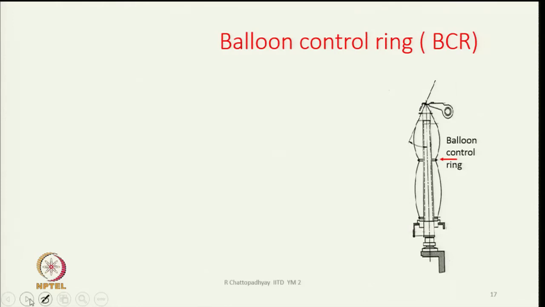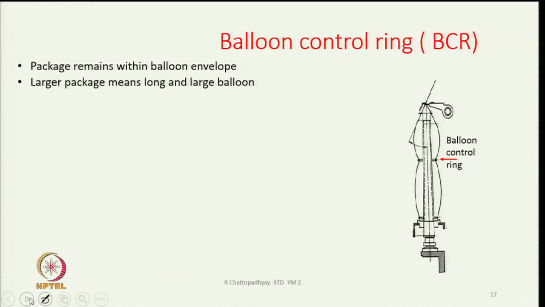Now another important device with respect to twisting is the balloon control ring. We will now discuss what this balloon control ring is, and what exactly it controls. The name itself signifies that it is going to control the balloon, and it is going to control the diameter of the balloon.